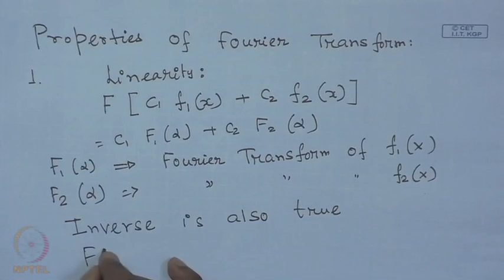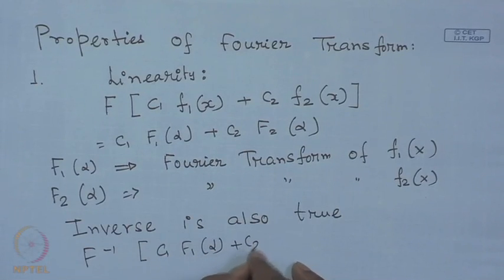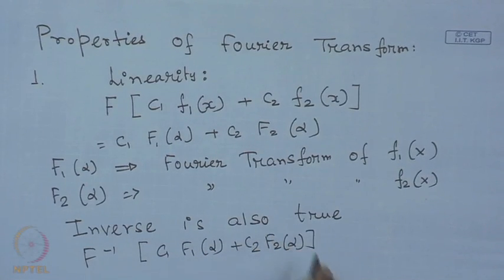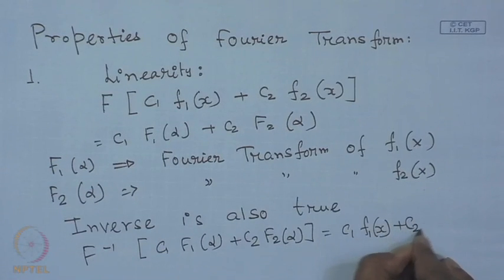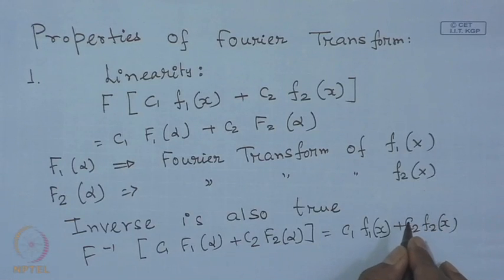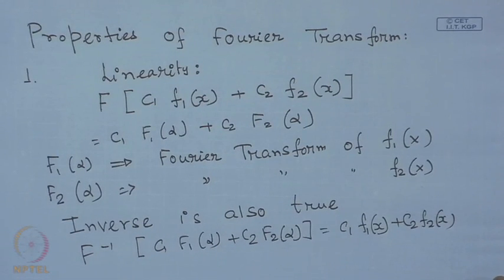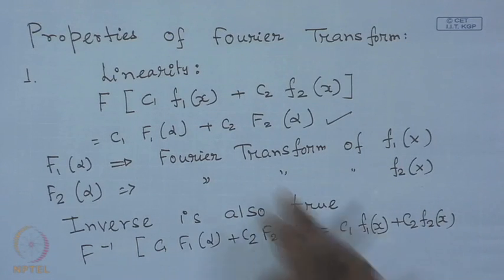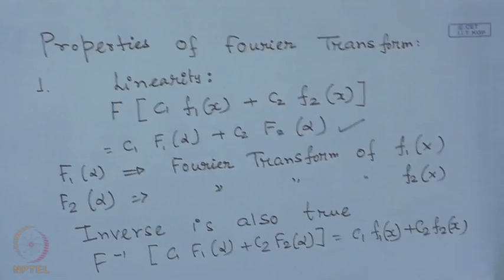That means, inverse Fourier transform of C1 F1(alpha) plus C2 F2(alpha) is equal to nothing but C1 f1(x) plus C2 f2(x). So, the linear relationship: if two functions are additive linearly, then Fourier transforms are also additive linearly with the same coefficients C1 and C2, and for the inverse of this you will also get back the original functions in a linear form. Okay. So, that is the first property.